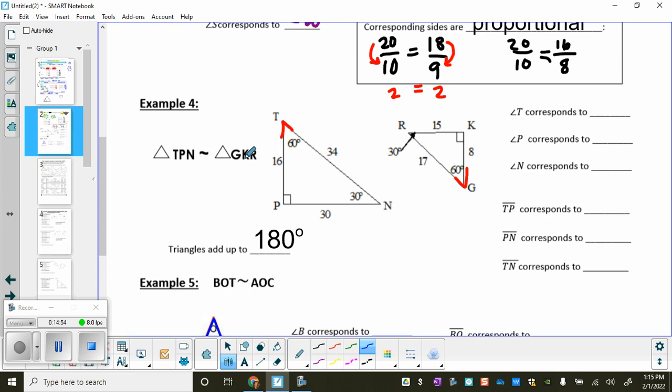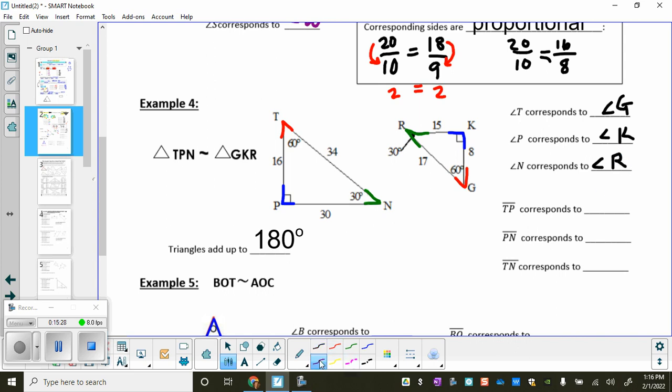P matches with K. So here's my angle P. And that makes sense. That's my right angle matching with angle K. And then N and R. So here's my 30-degree angle N, and there's the 30-degree angle R. So we have those color coded. We can quickly match again T to G, so angle G here. In blue, we had P and K. So this would be a K. And then in green, we said that N went with R. So N went with angle R.